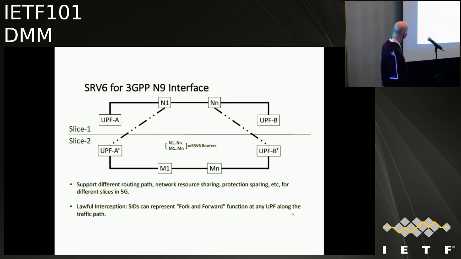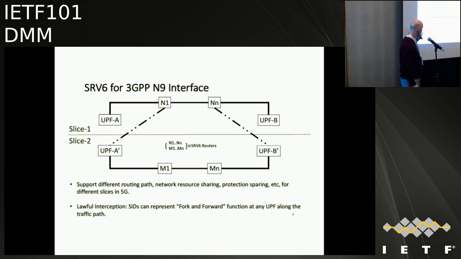Slicing, I've covered basically in a very short form. If you have two slices, they can share resources in the network, or they can have completely disjoint paths. SRv6 lends itself to this design very easily. Slice 1 and slice 2, in this case, are at the beginning using different sets of disjoint paths, but if slice 2 requires a backup or protection path, it can start using the resources from slice 1.